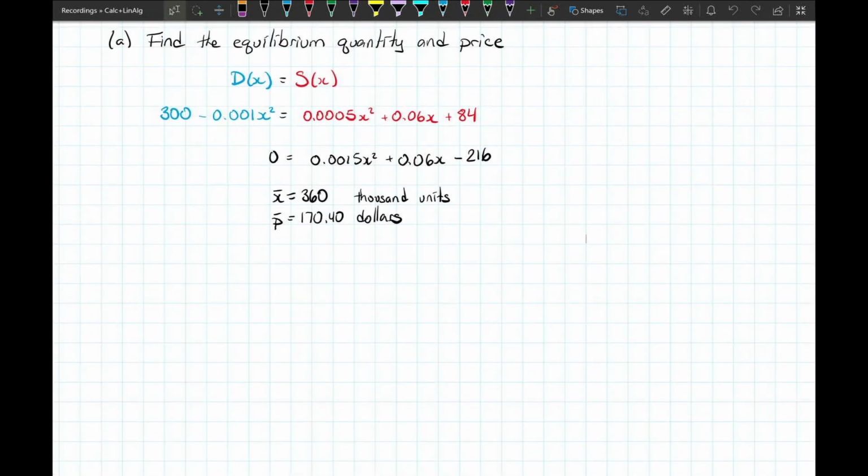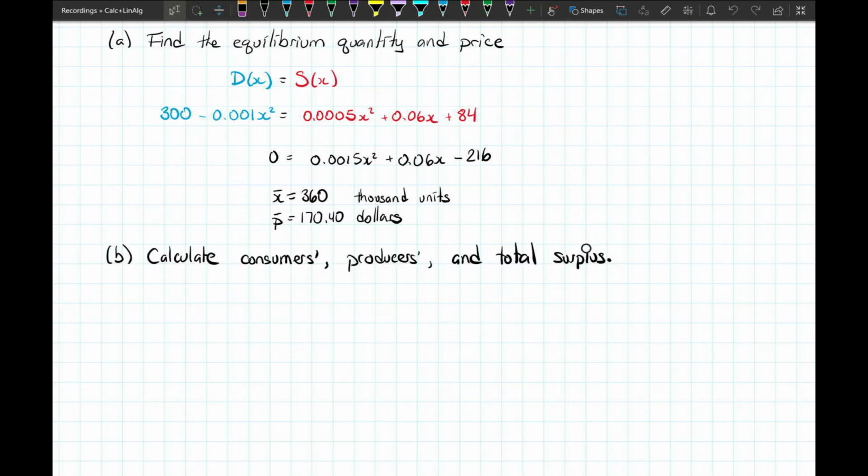Now that we have our equilibrium quantity and equilibrium price, we can start taking a look at consumers and producers surplus. And while we're at it, why don't we take a look at the total surplus, which is the sum of the consumers and producers surplus. We'll start off by using the formula for consumer surplus: a definite integral from 0 to the equilibrium quantity of the demand function, minus the equilibrium price times the equilibrium quantity.